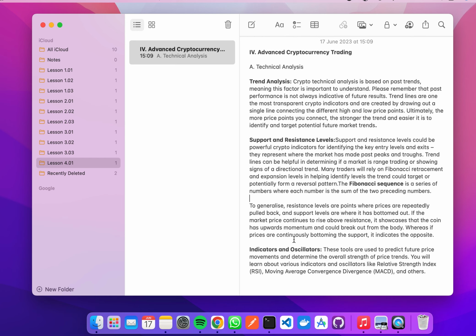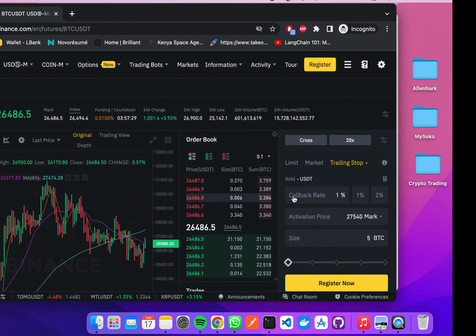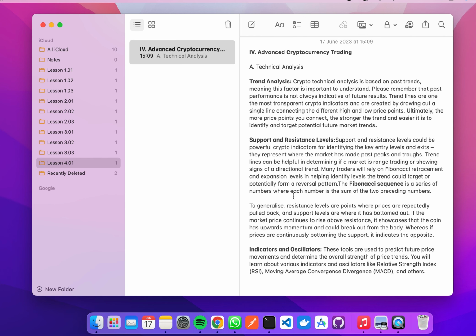Whereas if the price is continuously bottoming at the support, it indicates the opposite. So for example, I'm taking this point as an example. It shows that at the support, if the price reaches here, it bottoms out, and you can't be sure, but potentially it could go up. And these are the points that you can connect with your trend lines and form a pattern, and you can study that pattern and what it means for your trades.